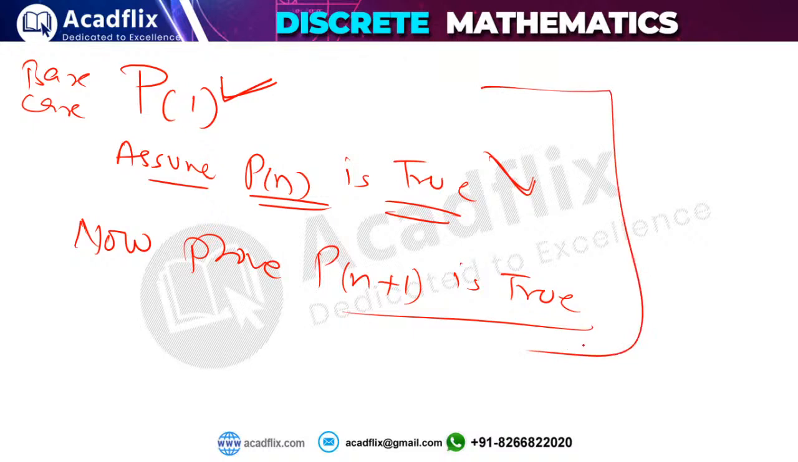Very easy. Just a fixed procedure. You can see we have a fixed procedure. Just prove the base case. Assume Pn is true. Now prove that Pn plus 1 is true.